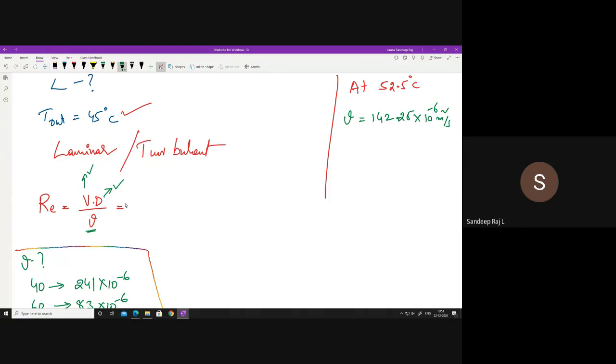Now let us write the Reynolds number. The V value is given in the question as 3.5 and the D value is given as 1 centimeter. To convert into meters, I'll multiply with 10 to the power of minus 2. The nu value we just got by interpolation from the data book. So that is equal to what? You tell me. What is the Reynolds number value?